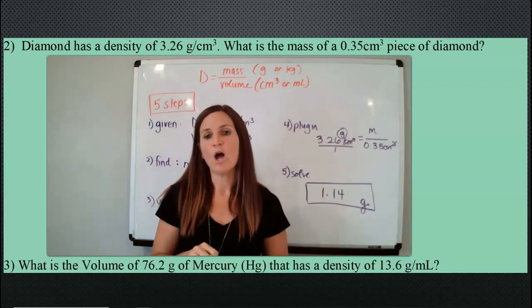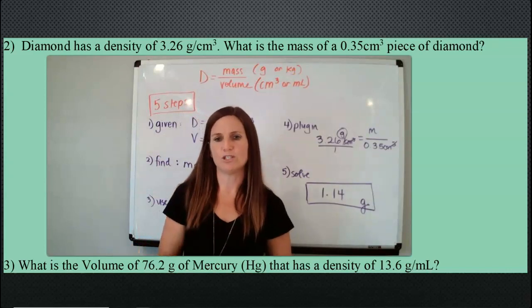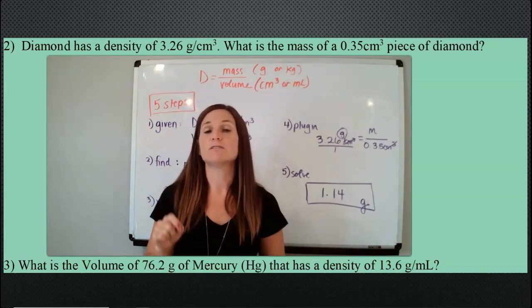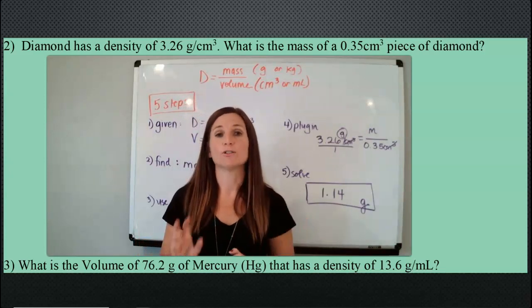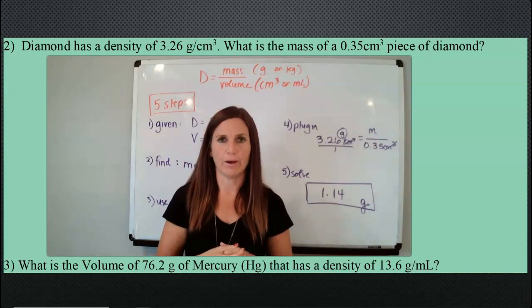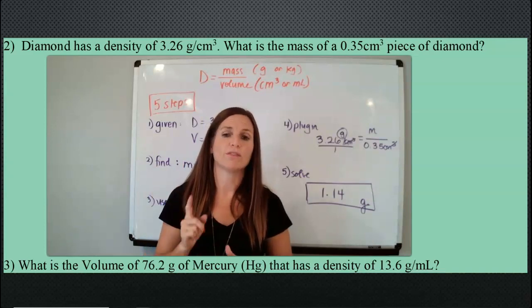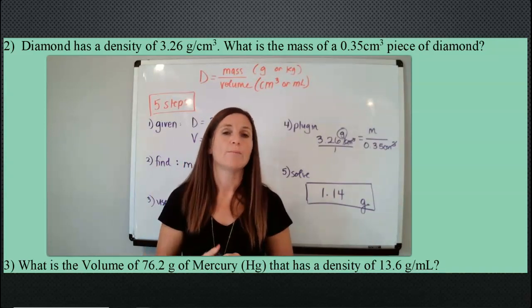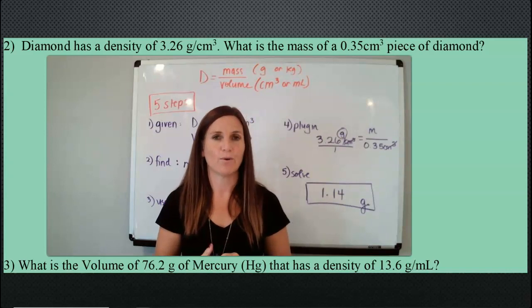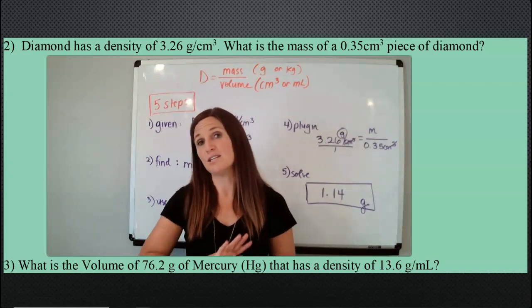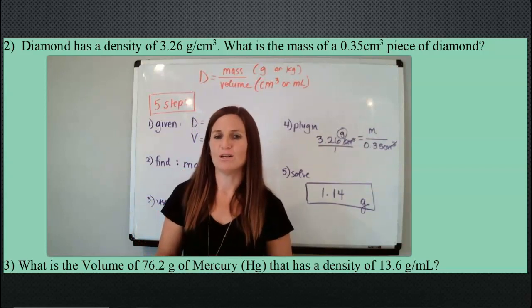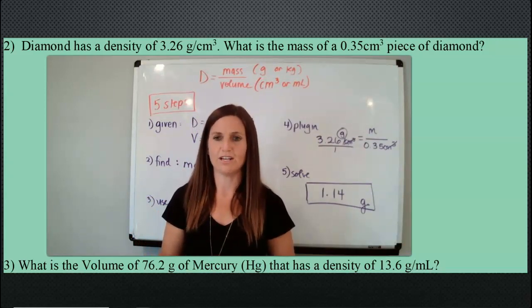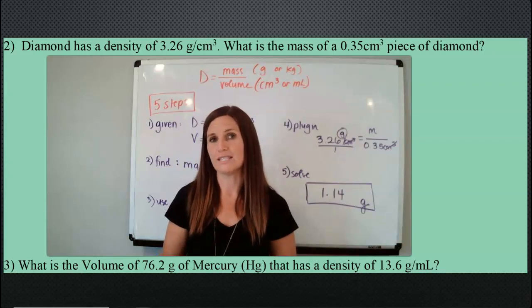This last one, what is the volume of 76.2 grams of mercury? I want you to finish solving this in your notes. I want you to put the answer at the end of the Edpuzzle, and we will go over this problem in class tomorrow because it requires a little bit of algebra that I want to make sure you're all getting. So I'll see you in class tomorrow, and we will go over number 3. What is the volume of 7.26 grams of mercury that has a density of 13.6 grams per mil?